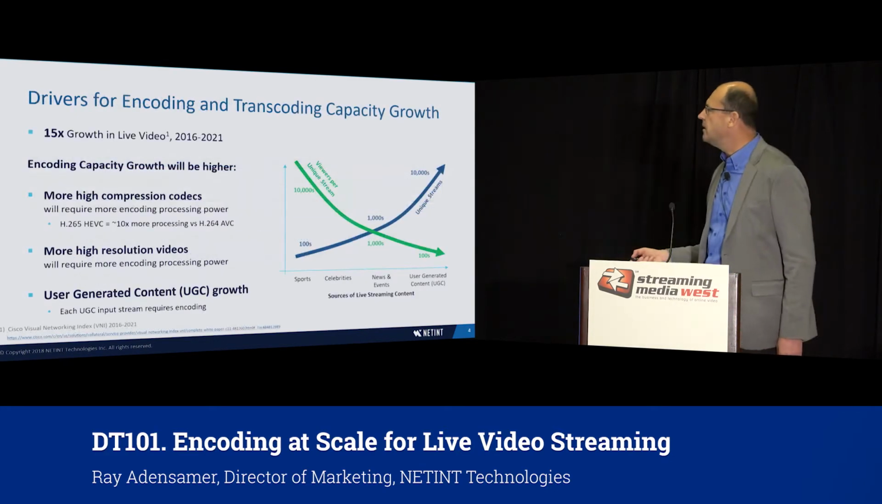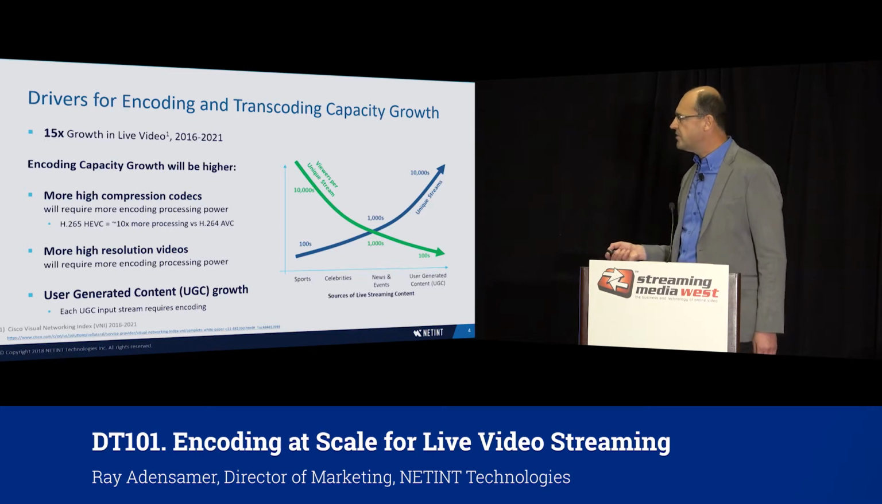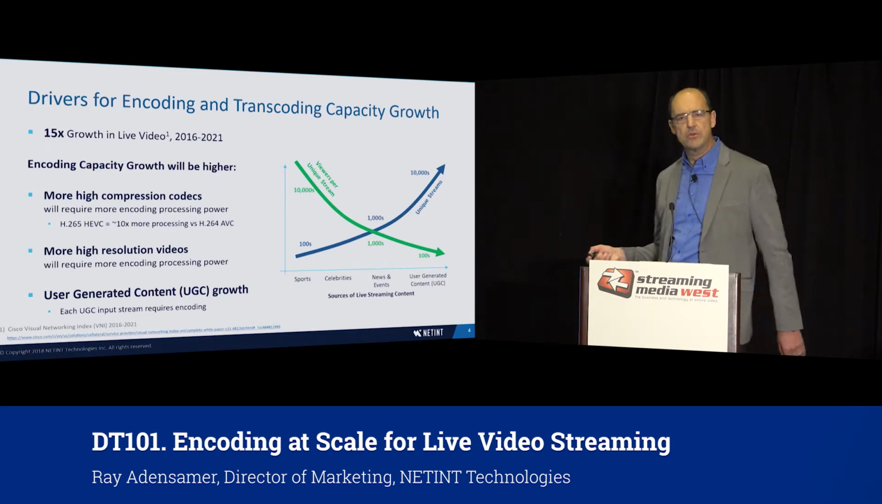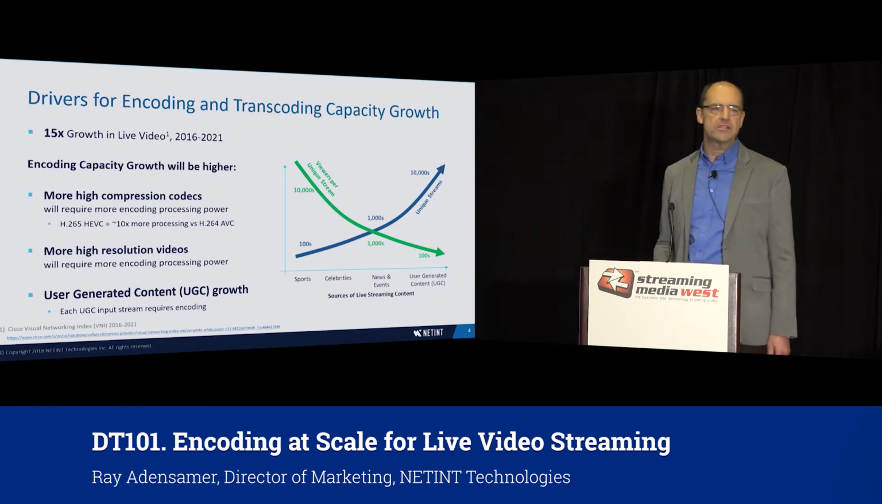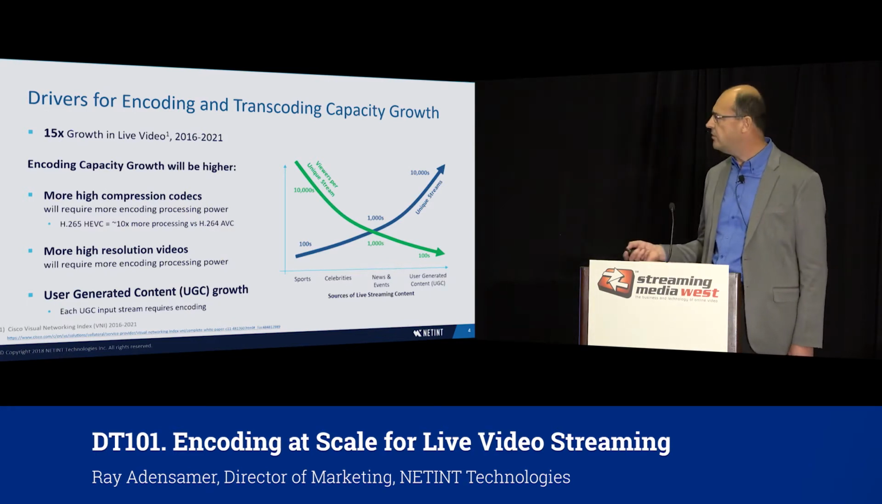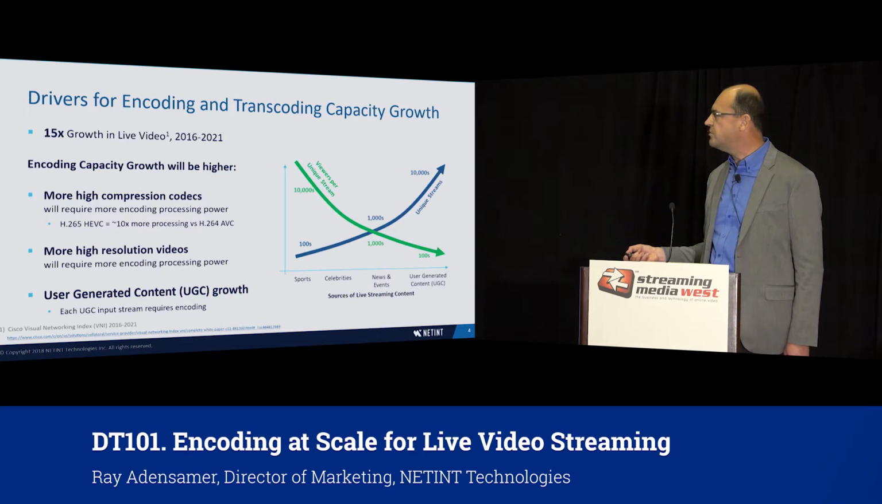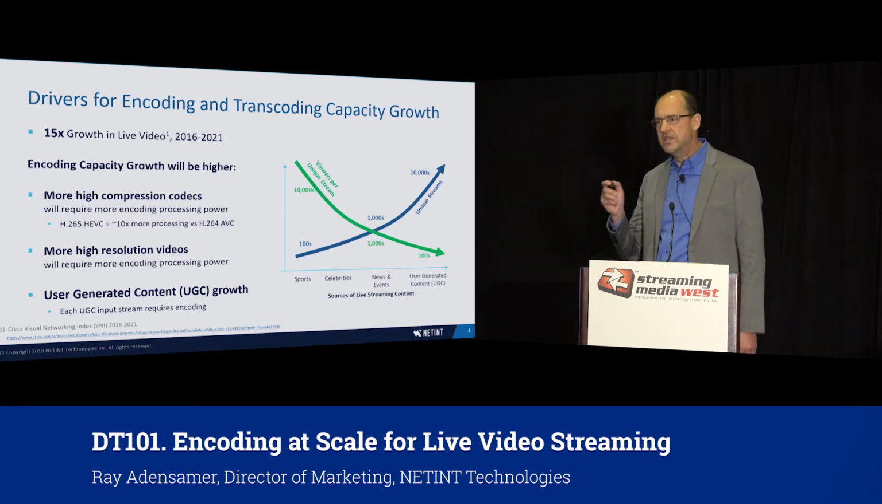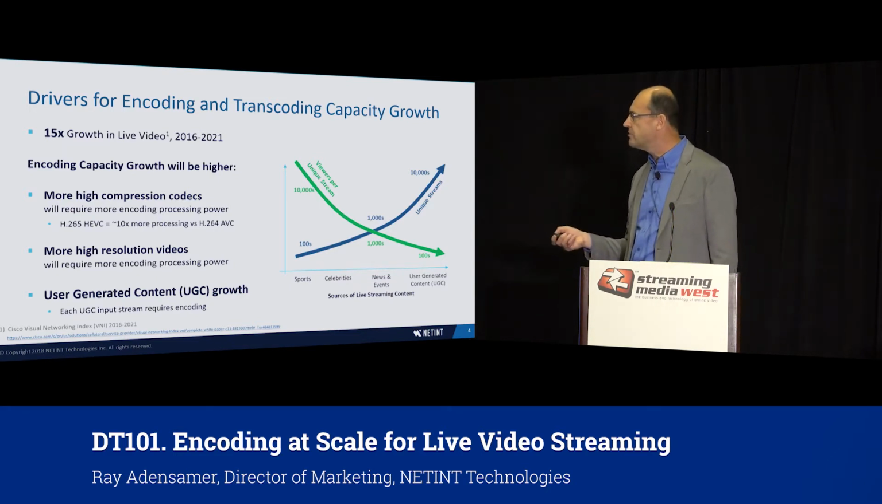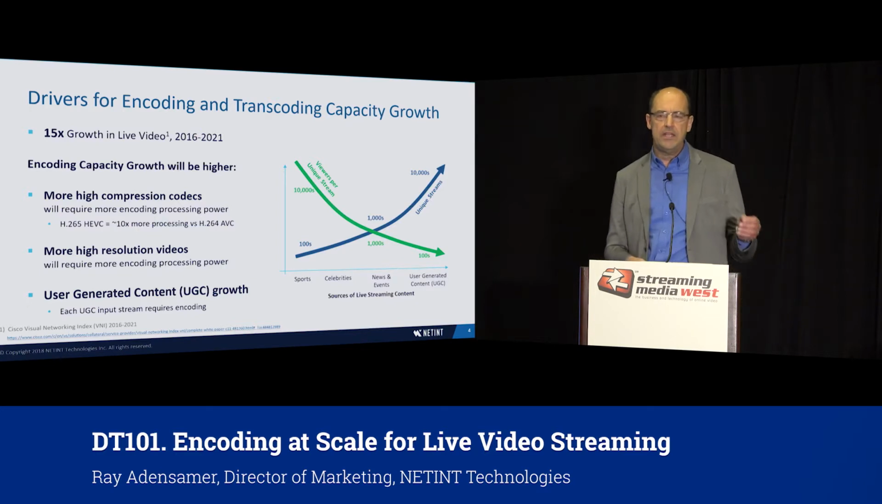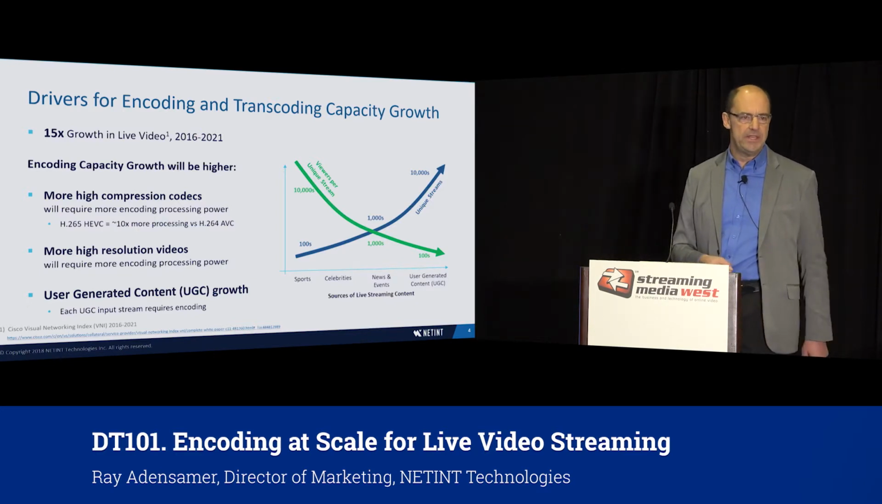So let's explore a little bit what the drivers are for encoding and transcoding. We'll start right at the top. According to the Cisco Visual Networking Index, there's going to be 15x growth in consumer live video between 2016 and 2021. So what I'm telling you today is that if video, in terms of capacity and petabytes going through the network, is growing at 15x, the need for encoding capacity is going to be even higher.